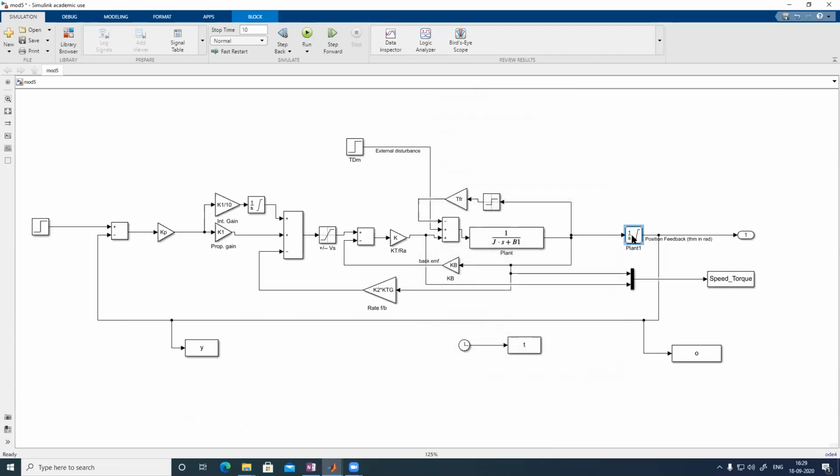It is limiting the output of the integrator, which means it is limiting theta. That's why we have to use plus or minus theta limit. Theta is integrating up to that limit only. If the integration goes beyond that, it will settle at that point.